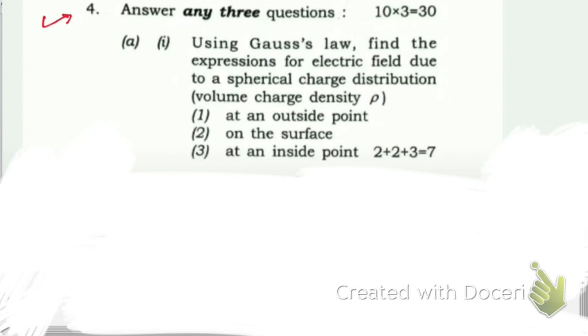So here is question number 4a. Using Gauss law, find the expression for electric field due to a spherical charge distribution of charge density rho at an outside point, on the surface, and at a point inside the sphere. That means at an inside point.